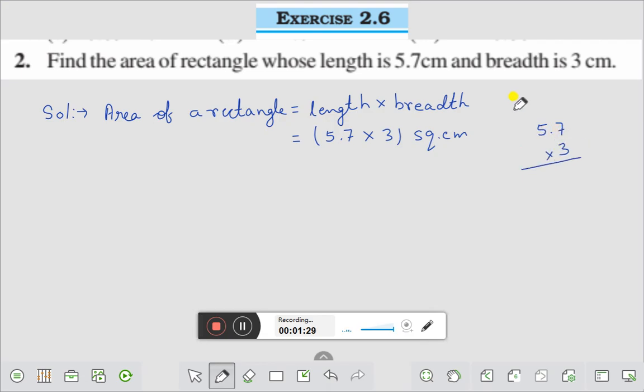3 times 7 is 21, 1 and 2 carry. 5 threes are 15, plus 2 is 17. And here you see, after one digit there is a point on the left side. Therefore, you have to give the point after one digit. That is 17.1. Therefore, this will be equal to 17.1 square centimeter. Therefore, here we find the area of the rectangle as 17.1 square centimeter.